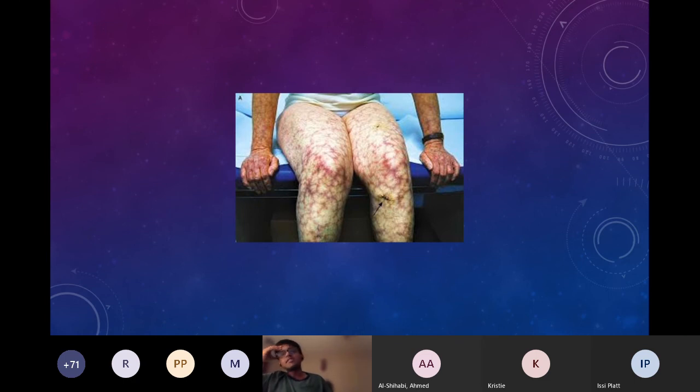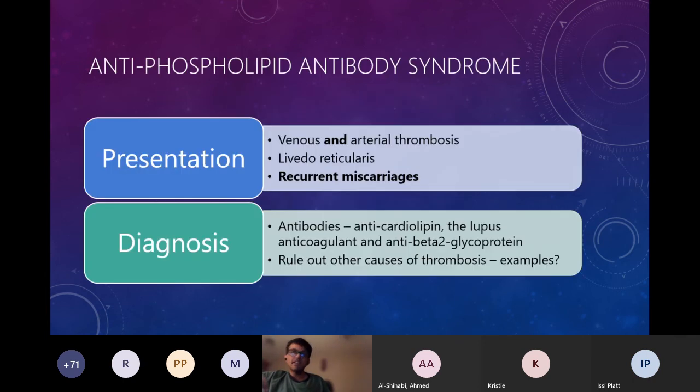Does anyone know what this pattern on the skin is called? Yes, diabetes is just because they're dehydrated. Yes, this is livedo reticularis. Do you know what condition that would go along with? Yes, antiphospholipid syndrome, which can occur as part of lupus or can occur independently.